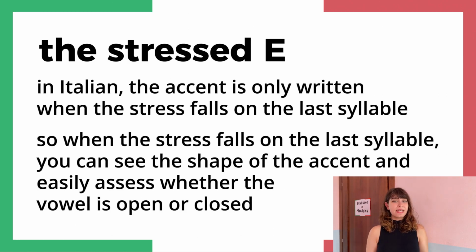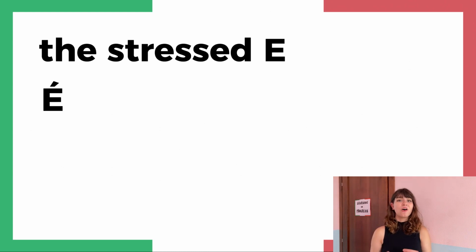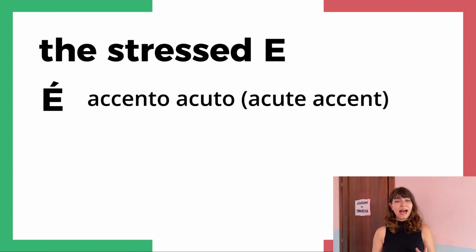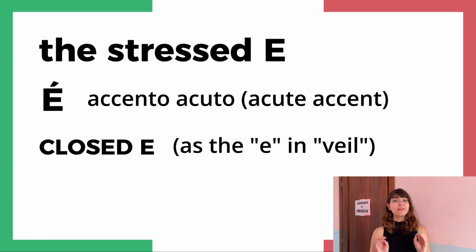The easiest case is when the stressed E is at the end of a word, because in Italian we only write a visual accent when the stress falls on the last syllable. When the accent is shaped like this, so it's lower on the left and higher on the right, it's called accento acuto. When you see an accento acuto, you have to pronounce the E as a closed E. Remember, E as in veil.